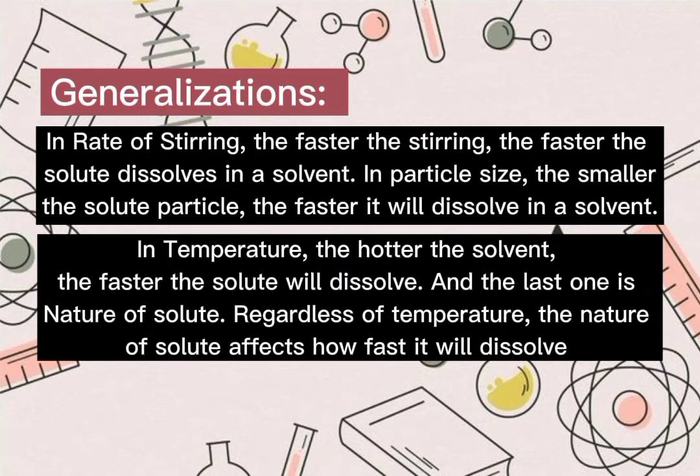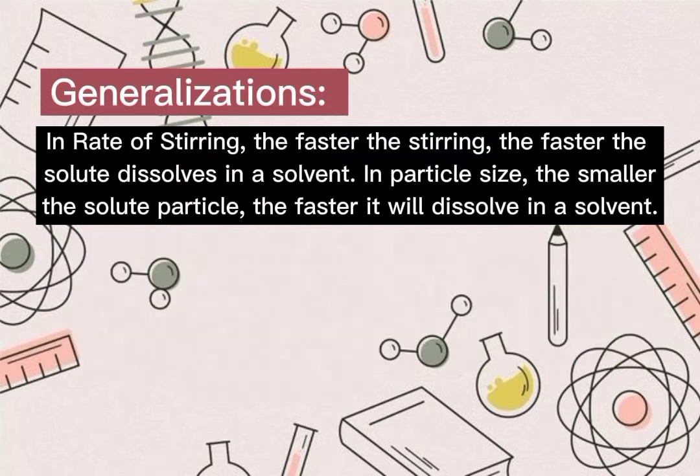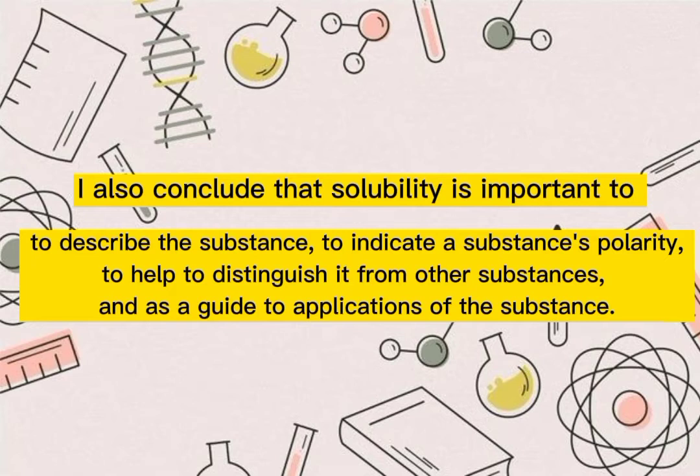Generalizations: in rate of stirring, the faster the stirring, the faster the solute dissolves in a solvent. In particle size, the smaller the solute particle, the faster it will dissolve in a solvent. In temperature, the hotter the solvent, the faster the solute will dissolve. And the last one is nature of solute: regardless of temperature, the nature of the solute affects how fast it will dissolve in a solvent. I also conclude that solubility is important to describe a substance, to indicate the substance's polarity, to help distinguish it from other substances, and as a guide to the application of the substance.